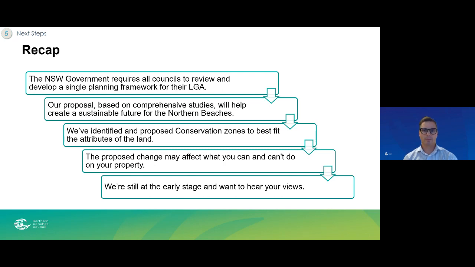Thanks very much, Kim. So just to recap, the New South Wales Government requires all councils to review and develop a single planning framework for their local government area. Our proposal is based on comprehensive studies and will help create a sustainable future for the Northern Beaches. We've identified and proposed conservation zones to best fit with the attributes of the land. The proposed change may affect what you can and can't do on your property, but again, we're still at an early stage and want to hear your feedback, and we'll definitely take that on board as we move forward.